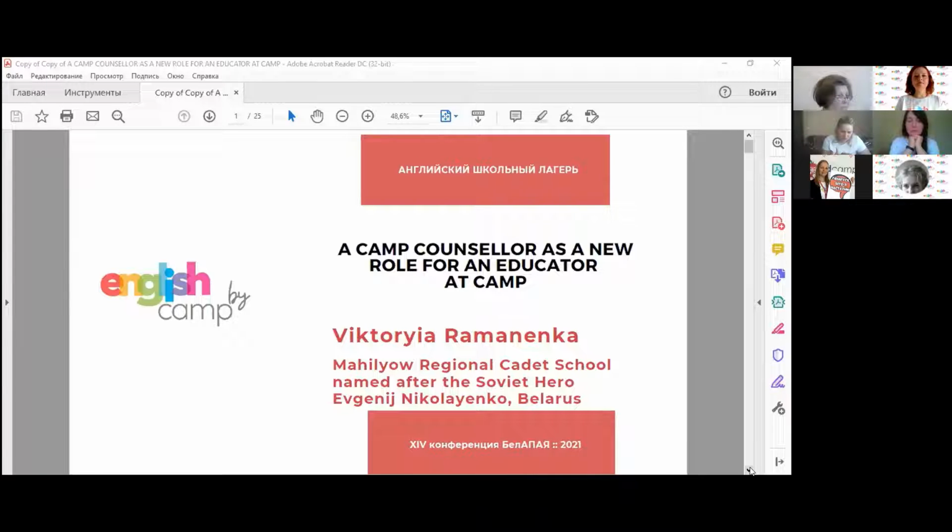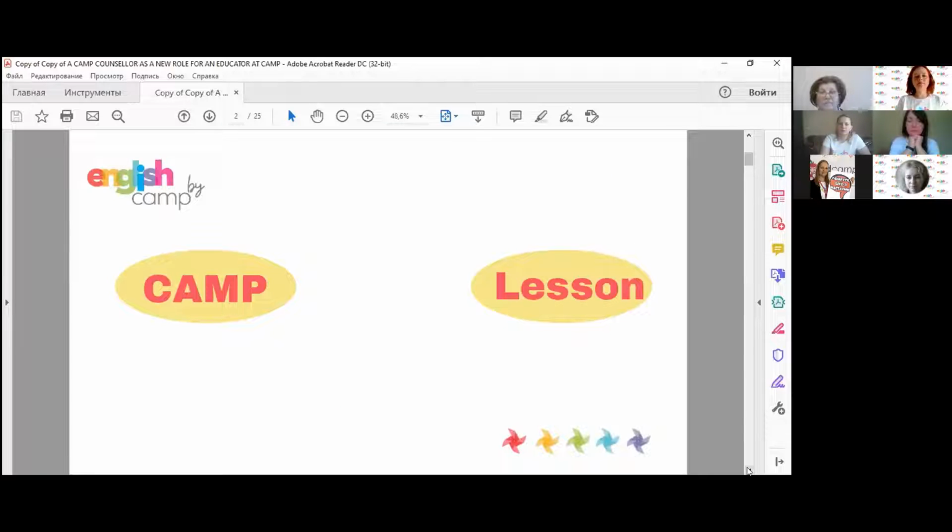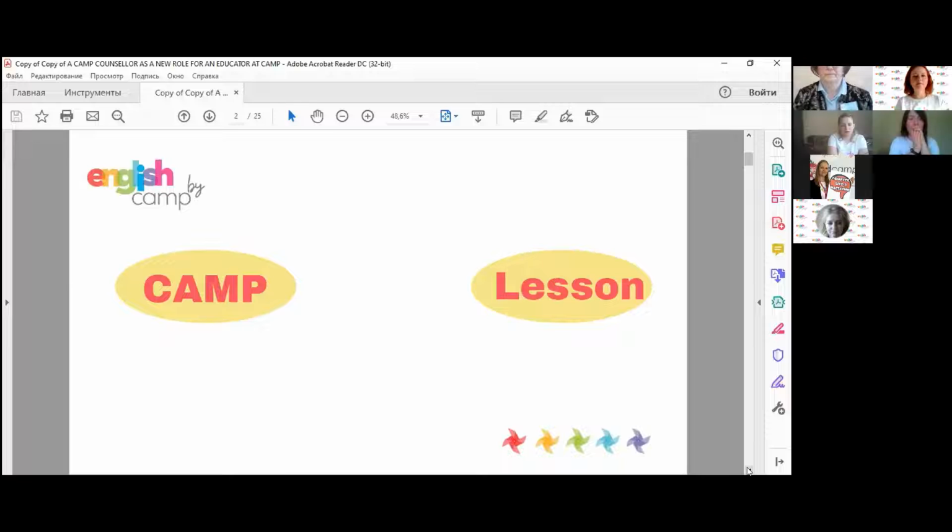You are already familiar with our mission, and previous speakers told us something about the camp and about the lesson. I'd like to speak about one of the elements, about the role and the behavior. So let me show you a vision. For example, we have a camp and a lesson.